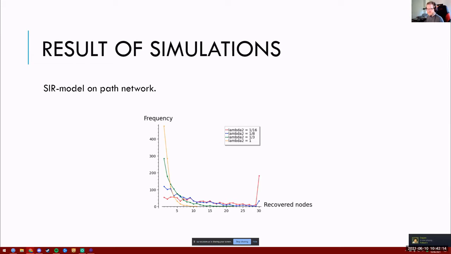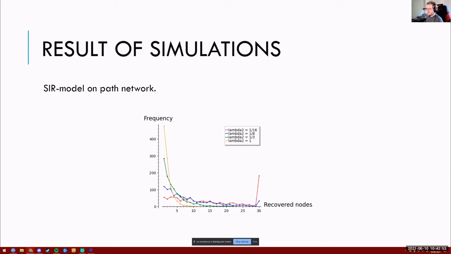When lambda 2 is 1/8, then the behavior is similar, but with a smaller bump at 30 nodes. And now we just double the probability of having a recovery event, and so more are going to survive this. And since this is the path network, if the latest infectee recovers, then the entire infection is contained within the subset of nodes, as the infection cannot jump over the recovered node; it just stops.